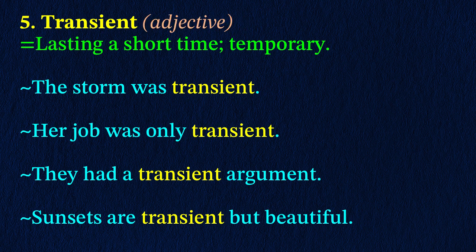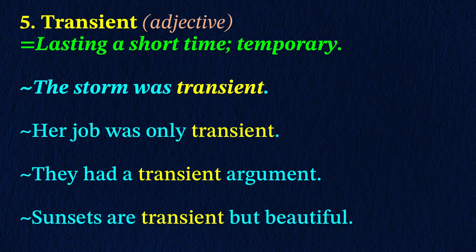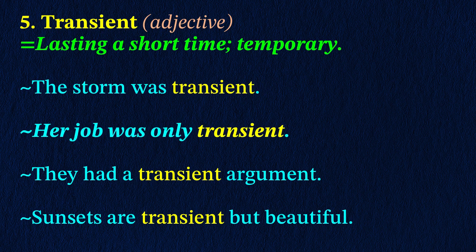5. Transient. Transient is an adjective. As an adjective, transient means lasting a short time or temporary. The storm was transient. Her job was only transient.